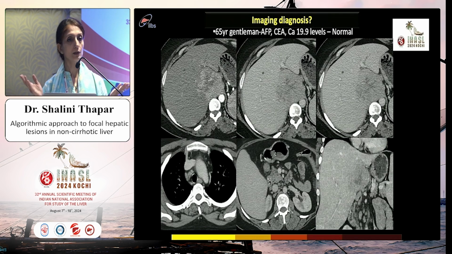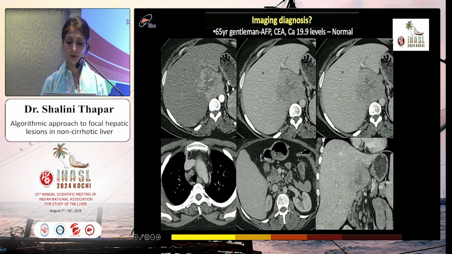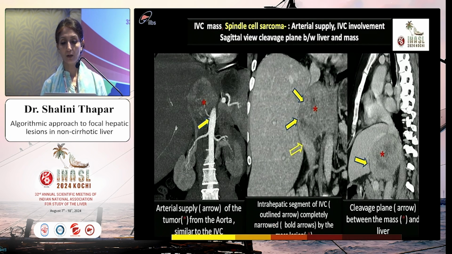Yes. So we also thought this could be HCC. And there were multiple nodes in the chest as well. So we gave the diagnosis of HCC. And here comes the diagnosis. This is nothing but a spindle cell sarcoma of the IVC invading into the liver.